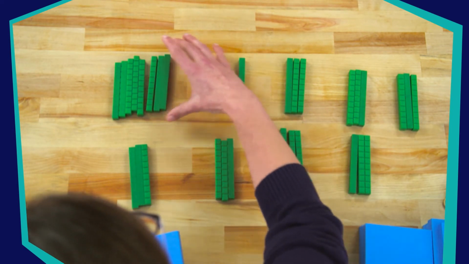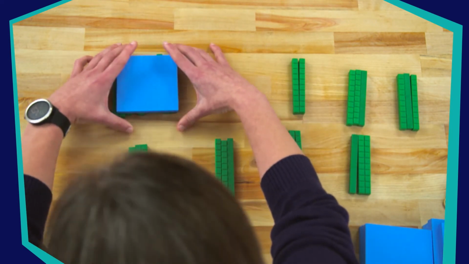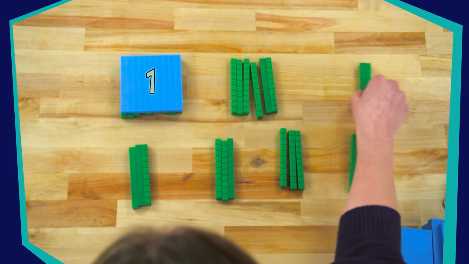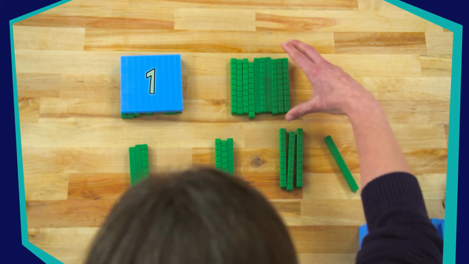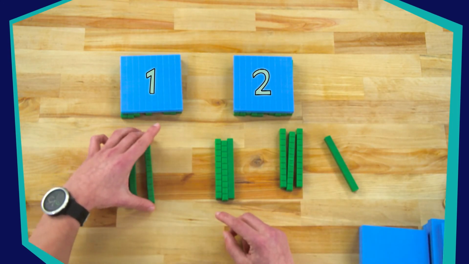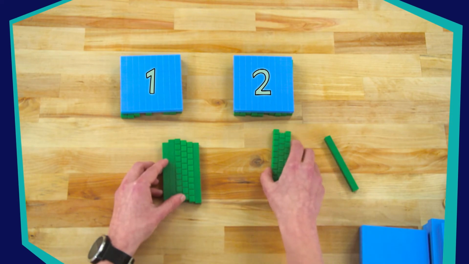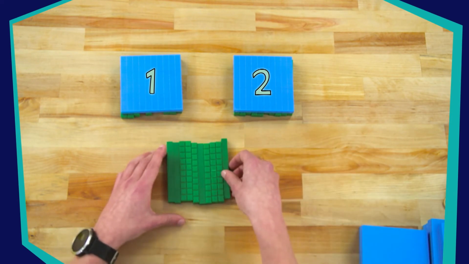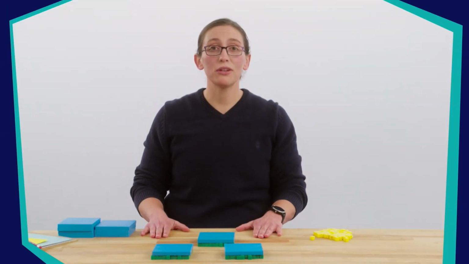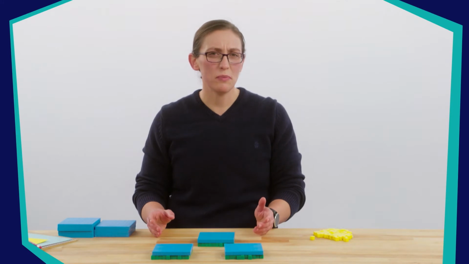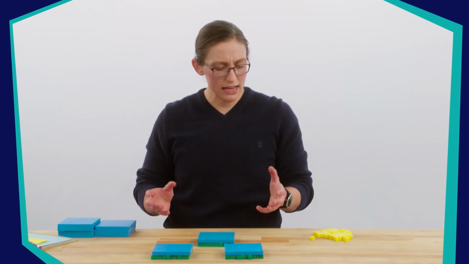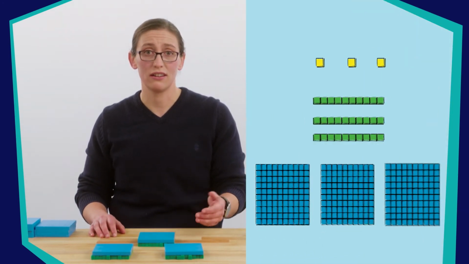6, 7, 8, 9, 10. I can trade that. 2, 4, 6, 8, 10. Could trade that. 1, 2, 3, 4, 5, 6, 7, 8, 9, and 10. Trade that. Whew, now I've got 3 flats. Do you all notice a pattern with our products? I keep noticing something. I keep seeing that there's 3 of something.